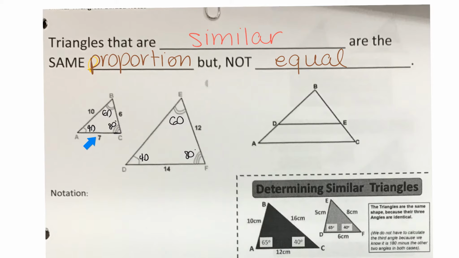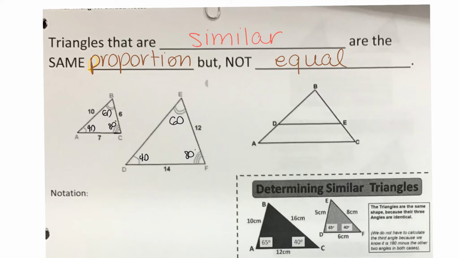However, their sides are not the same. So 7 and 14, these are corresponding sides. So AC corresponds to DF because they fall in between arc 1 and arc 3. See, arc 1, arc 3. Then side BC corresponds to EF, and that side's 6 and 12. So you can see a pattern here. We've got 7 to 14, 6 to 12. So they're doubling.